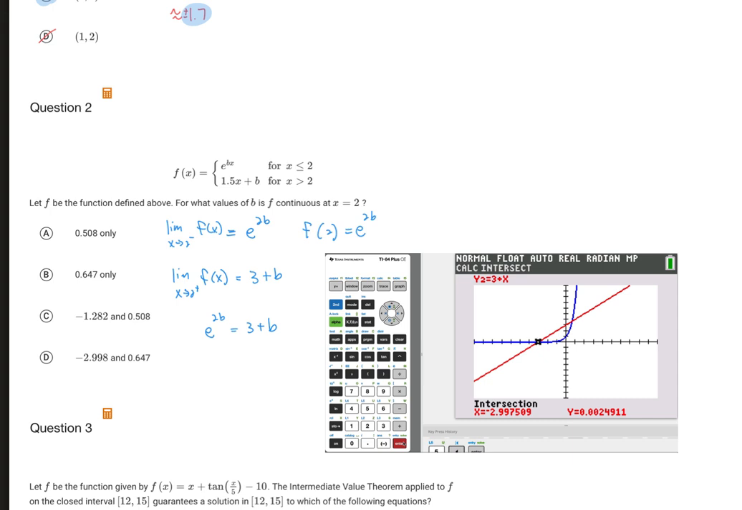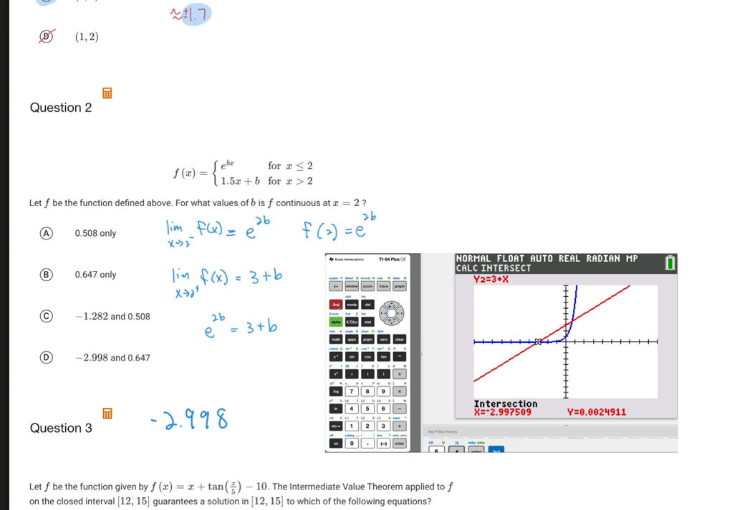And notice that x-coordinate, and then we can write it down. So just paying attention just to the x-coordinate. That's negative 2.998. Okay. Let's find the other one.